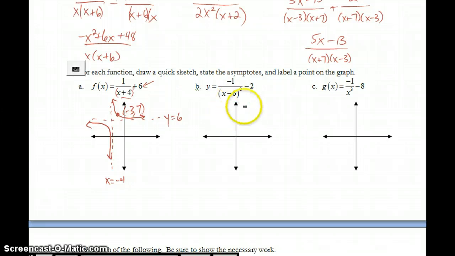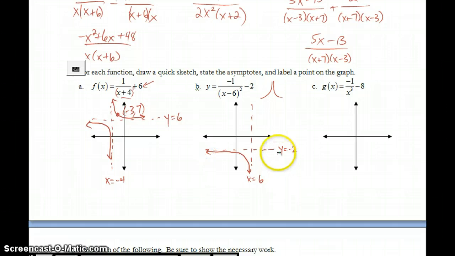Our second equation, we shift to the right 6 to x equals 6, and down 2 to y equals negative 2. We are looking at an even exponent, so our pieces of the graph will be together, but it's negative, so they will be together pointing down. And a point in the graph here, we go 1 to the right from 6 is 7, 1 below negative 2 is negative 3.